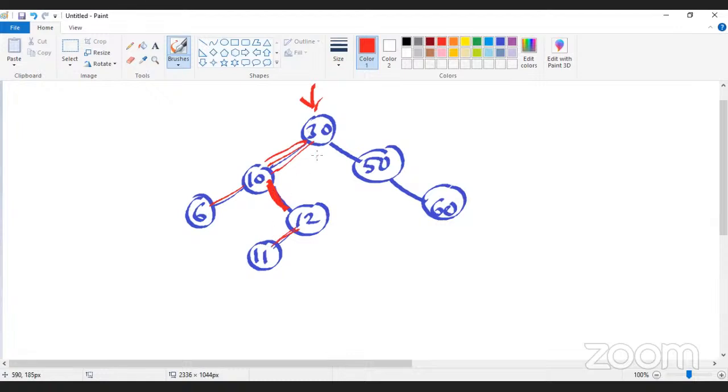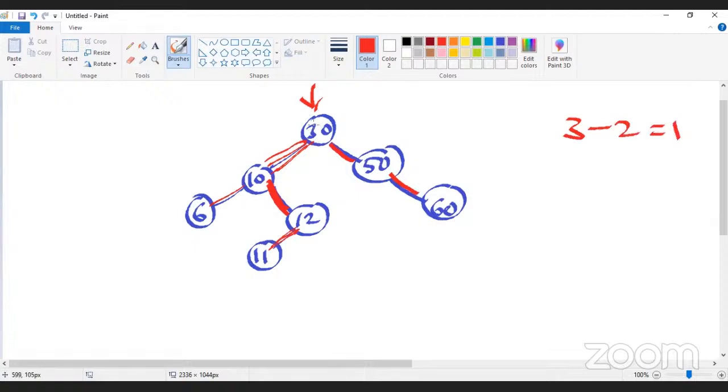30 to 10, 10 to 12, 12 to 11 is the longest path, right? The left subtree I am telling. See, what is the balancing factor? Height of left subtree minus height of right subtree, right? What is the height of left subtree? Longest path: 1, 2, 3. So height is 3 here, right? Height of left subtree is 3 minus height of right subtree 2. So 3 minus 2. What is the value? 1.